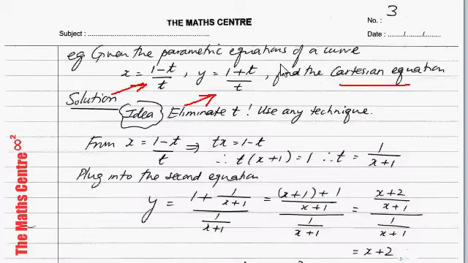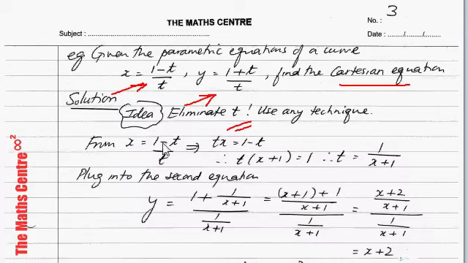Now, when we are given parametric equations, to find the Cartesian equation, like I've said before, we need to eliminate the parameter. In this case, we need to eliminate t. So we can use some algebra and do that. So let's just go ahead.